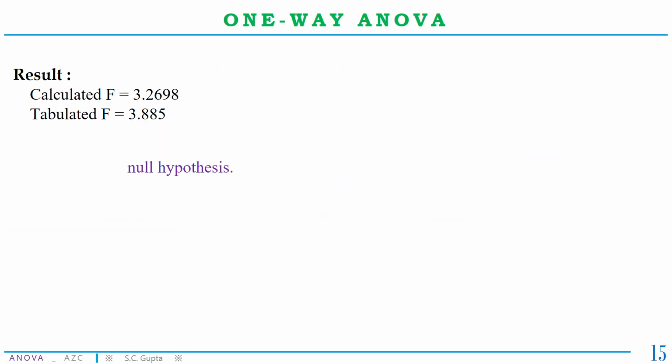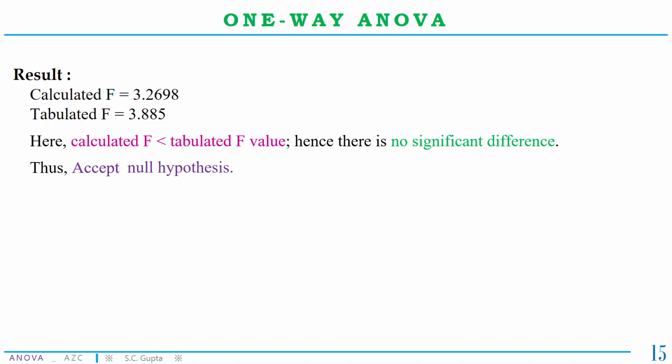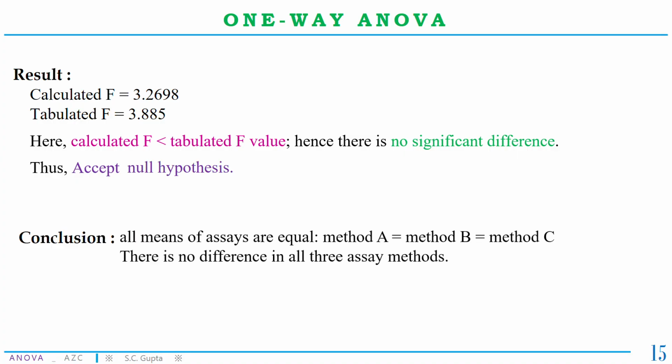Result: calculated F is 3.2698, and tabulated F is 3.885. Here, calculated F is less than tabulated F value. Hence, there is no significant difference. Thus, accept null hypothesis. Conclusion: all means of assays are equal. There is no difference in all 3 assay methods.